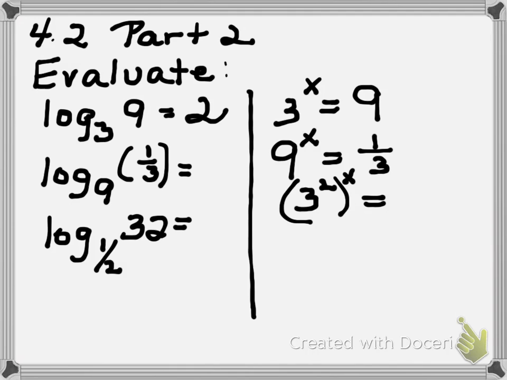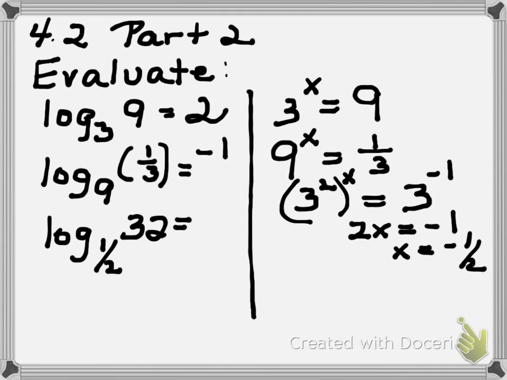I'm going to take 1/3, and I'm going to write that as a base of 3, but it's to the -1 power, because it's actually 1/3. And now we have like bases, therefore the exponents must be equal, and I can write an equation. 2x is equal to -1, x is equal to -1/2. So that might make it a little bit easier for you when you're working on a problem, rather than just trying to think of what would the answer be. You can actually write an equation for it if you have like bases.